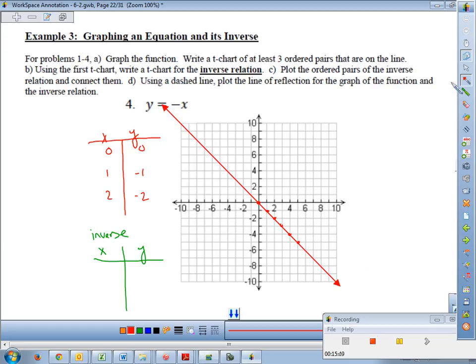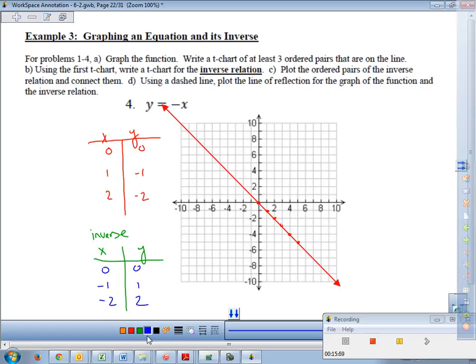Do the old inverse, the old switcheroonie. 0, negative 1, negative 2, 0, 1, 2. Let's go green, because that's what color I want him to be in. So I got to plot (0, 0), which is right there on the red one. (Negative 1, 1), which is right there. (Negative 2, 2), which is right there.